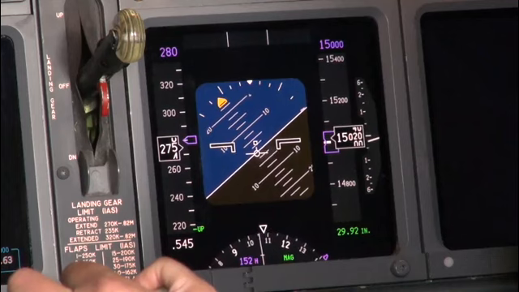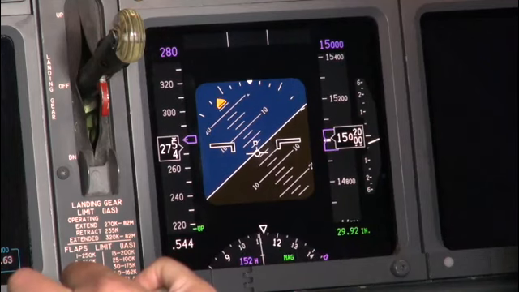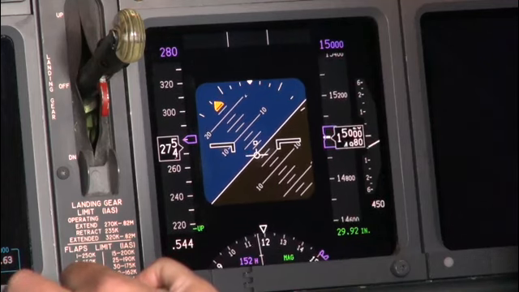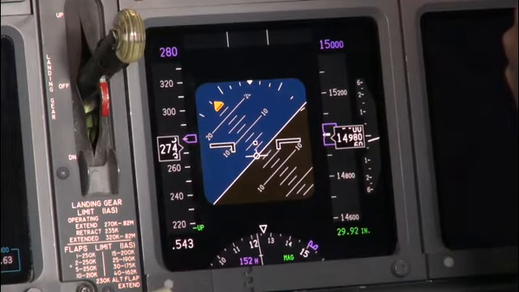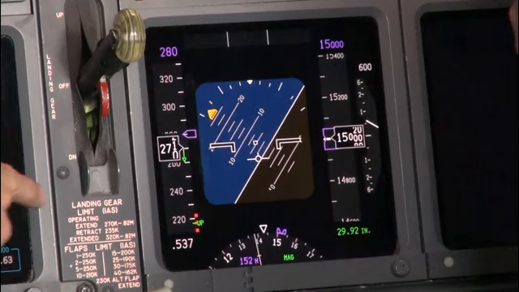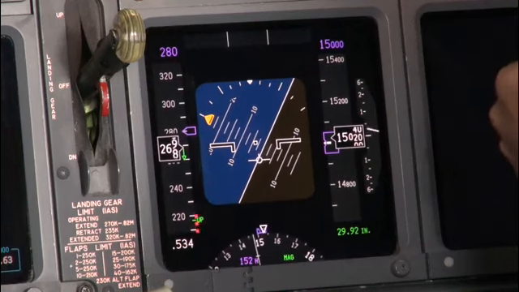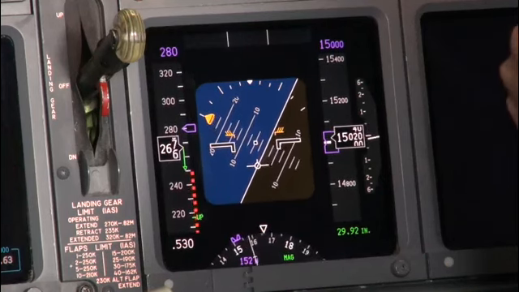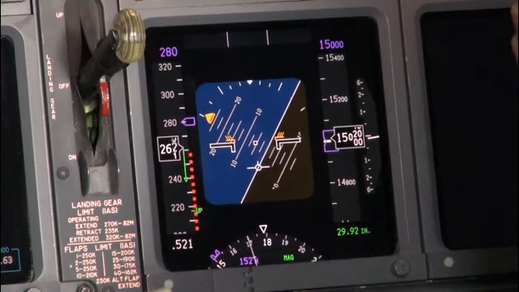Bank angle. 45 degrees, and we'll take it all the way to 60. Now you notice on your speed tape, we're starting to get our min speed coming up on the bottom of the speed tape. Okay?